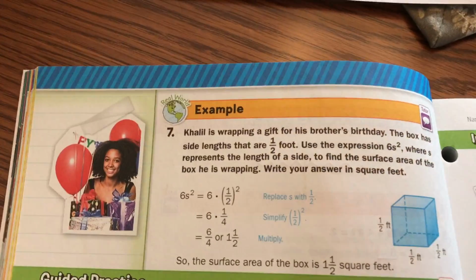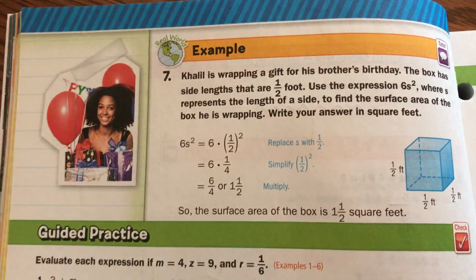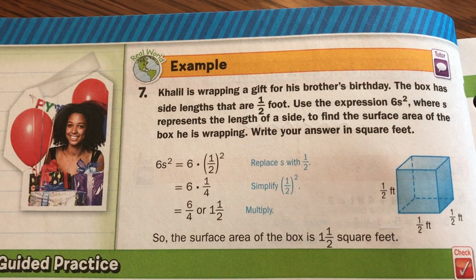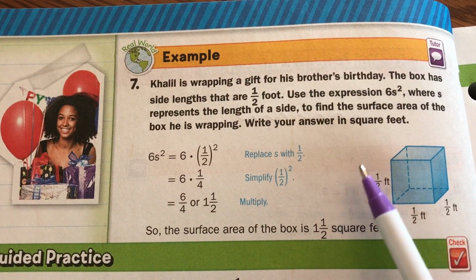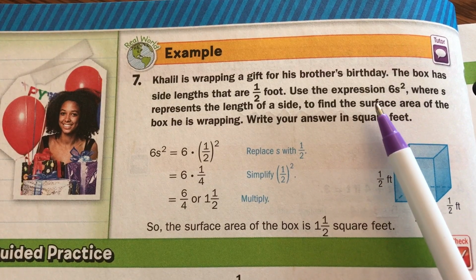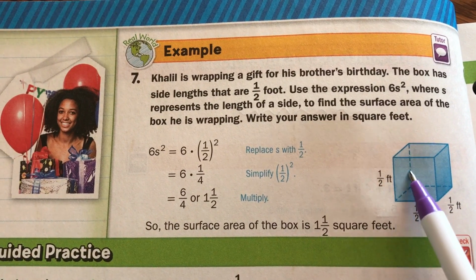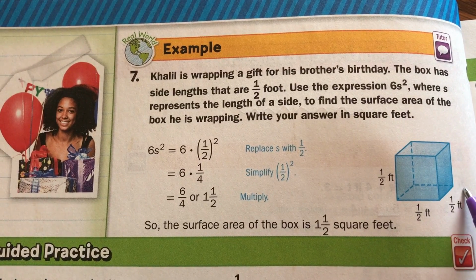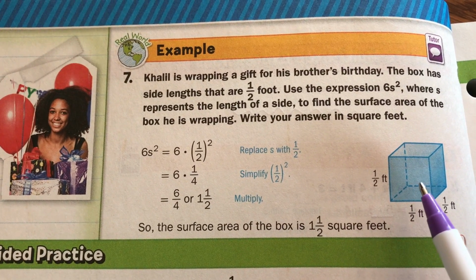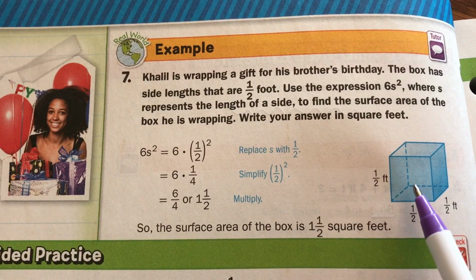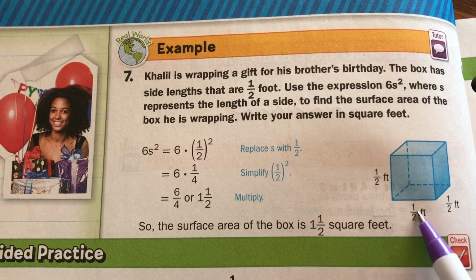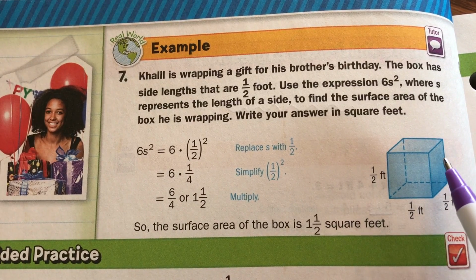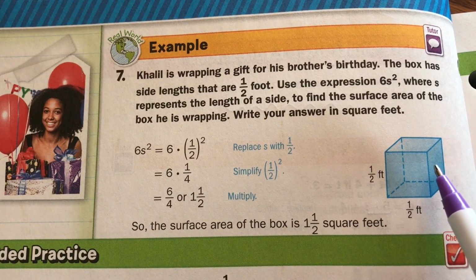All right, let's go to the last example. A little story problem here. Example 7 on page 452. All right, Khalil is wrapping a gift for his brother's birthday. The box has side lengths that are 1/2 foot. So here's the box. Each side is 1/2 foot. Use the expression 6s squared, where s represents the length of a side, to find the surface area of the box he is wrapping. Write your answer in square feet.